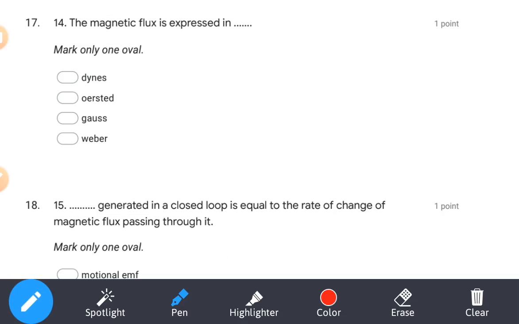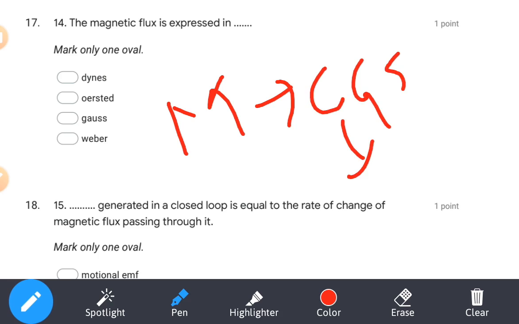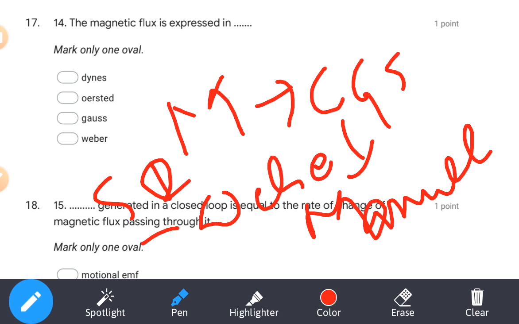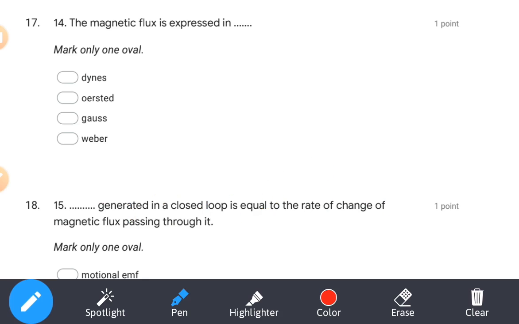14th question, the magnetic flux is denoted with. The magnetic flux SI unit and CGS unit. Tell me, the magnetic flux CGS unit is Maxwell, and the SI unit is Weber. What is the answer here? Weber.